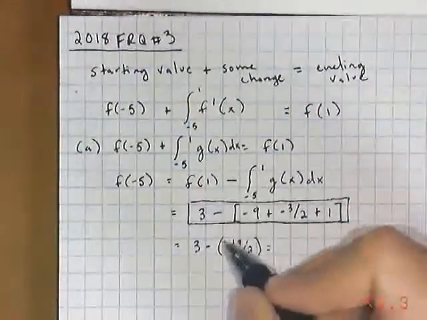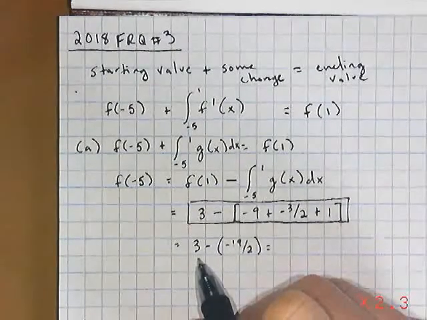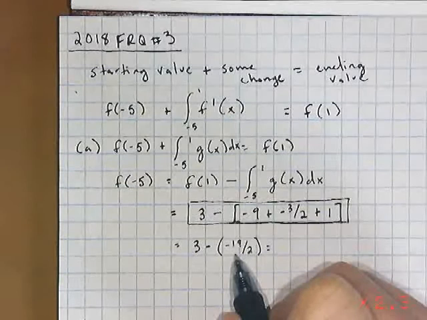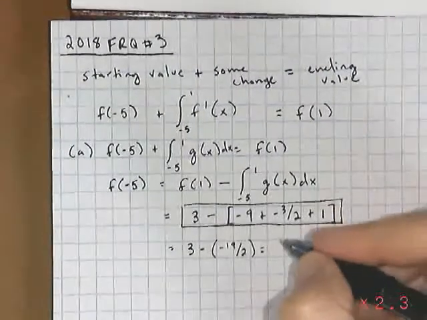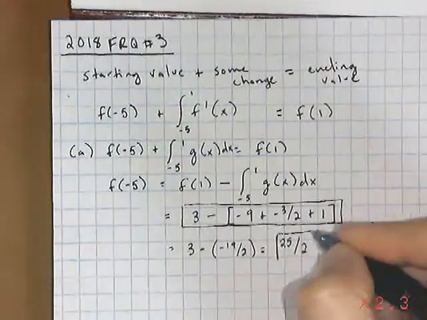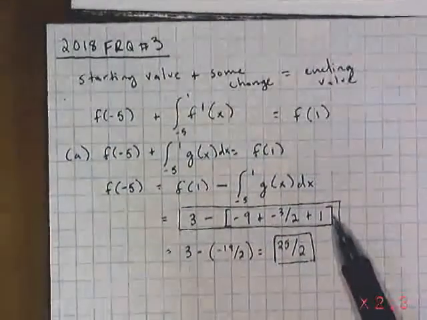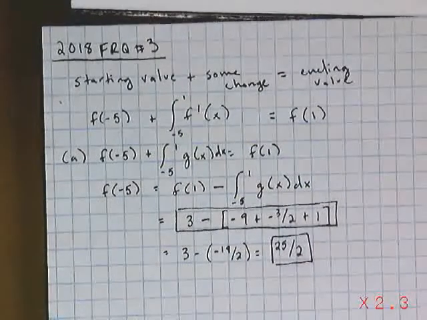Which looks a lot like 3 is really 6/2, and that turns into an addition, so we get 25/2. Okay, but again, let's box this up so we don't make the stupid mistakes. We do not have our calculators.